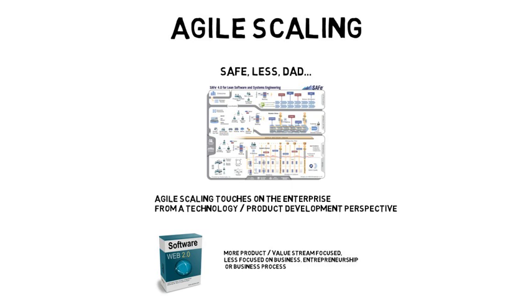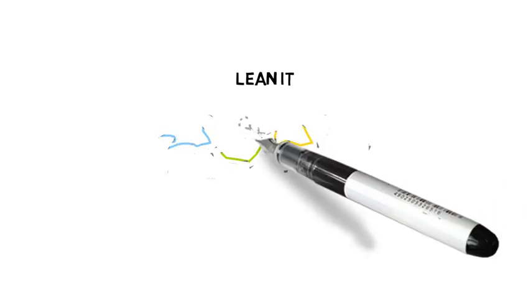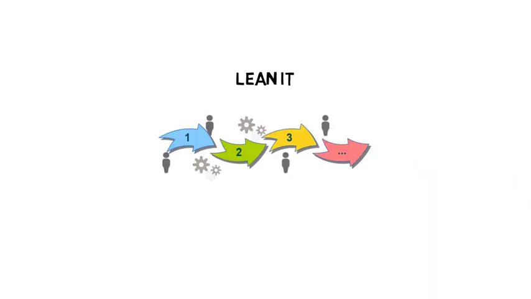Now we get to Lean IT. Lean IT really takes the focus and the process improvement that we looked at previously with Lean methods and potentially even Six Sigma. And it takes those methods and applies them within the context of IT, whether it's IT support or software development and products. It looks at process improvement.